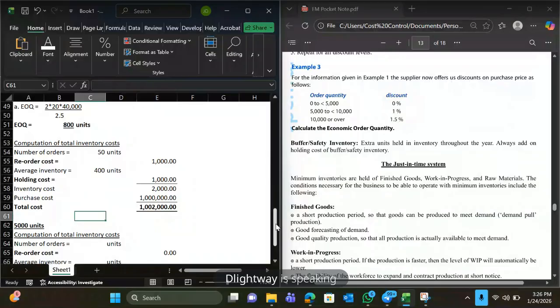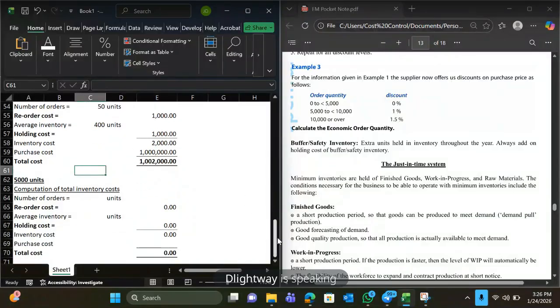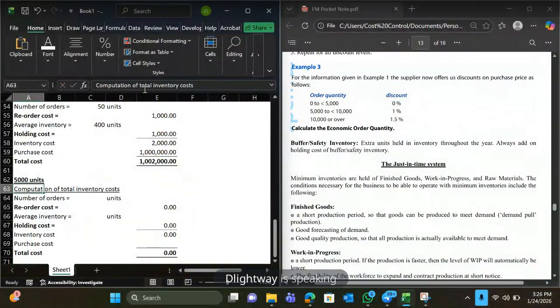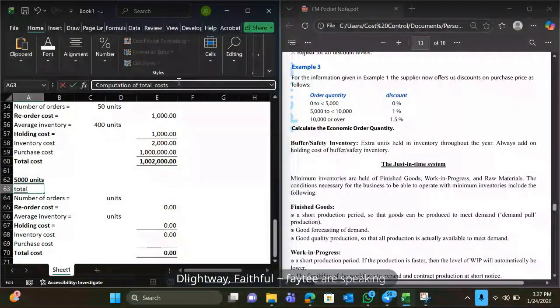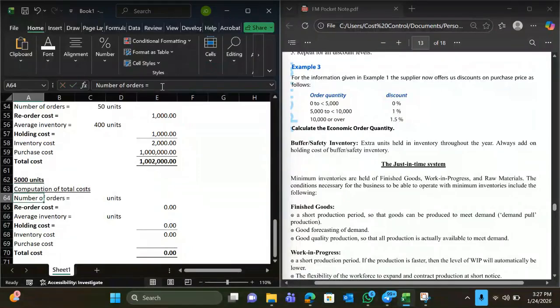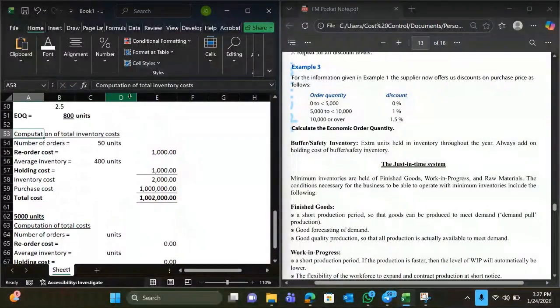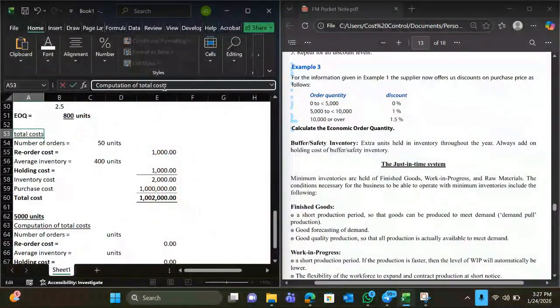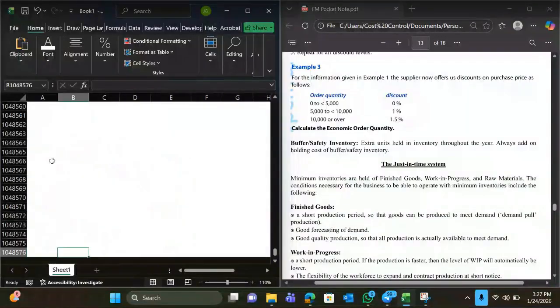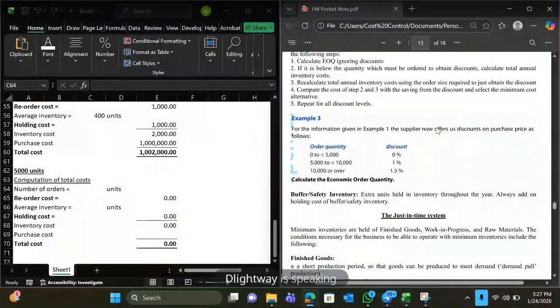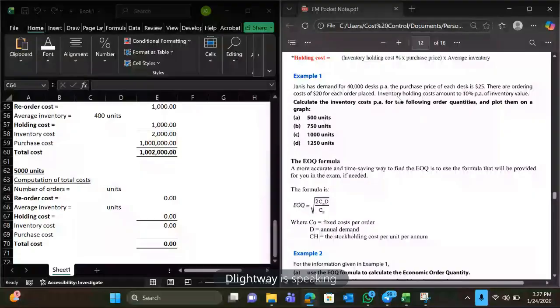All right. Now we have to compute the inventory cost. Even, I'm supposed to change this to total cost, not inventory cost anymore. Same thing for the first one. All right, so the first thing, number of orders. Let's go back to the main question itself. What's the total annual demand?